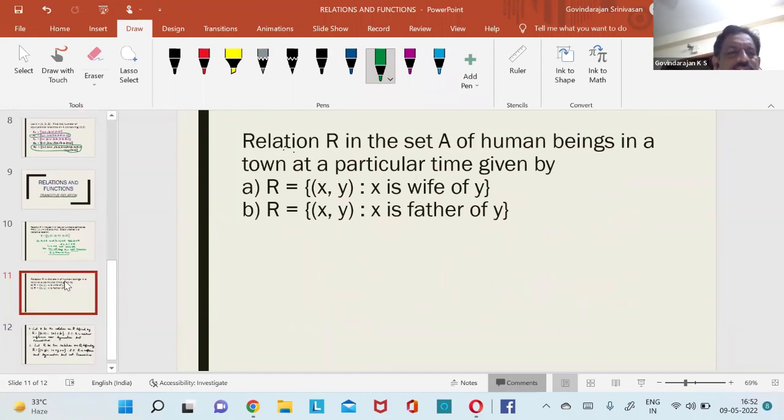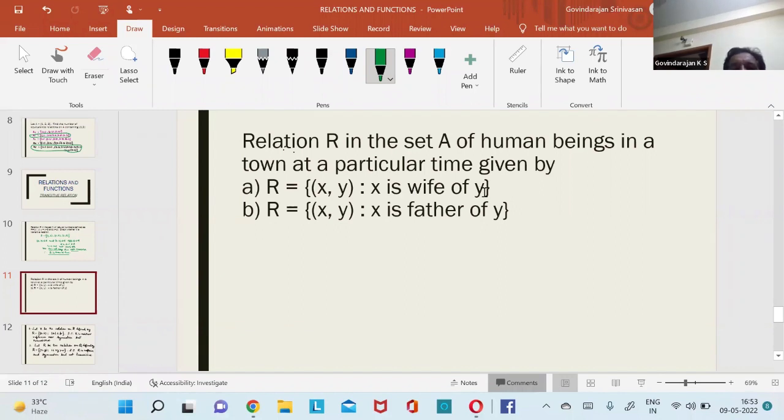Students will be very motivated to reason this out. A relation R in the set A of human beings in a town at a particular time is given by (X, Y) such that X is a wife of Y. So the set of all human beings in a town at a particular time is given by the relation wife. Is it a transitive relation?